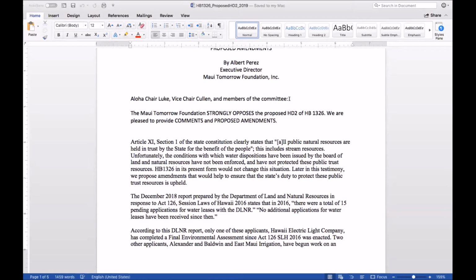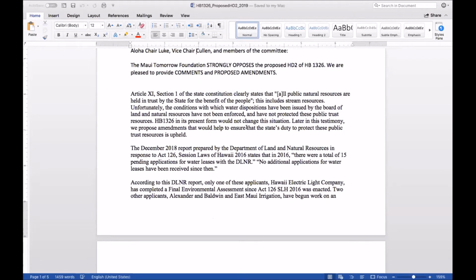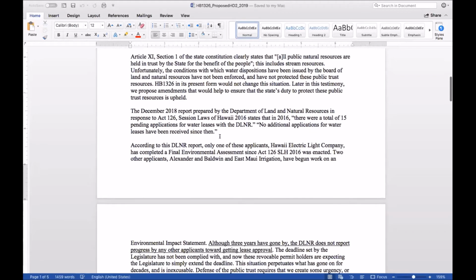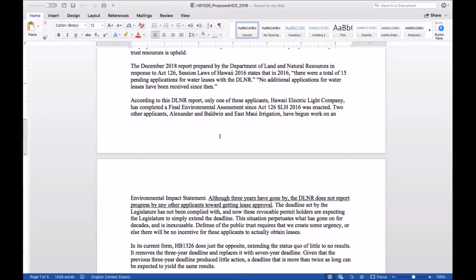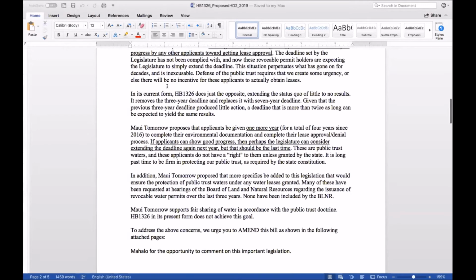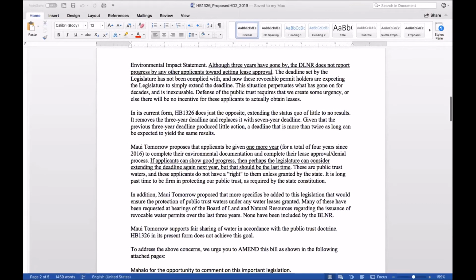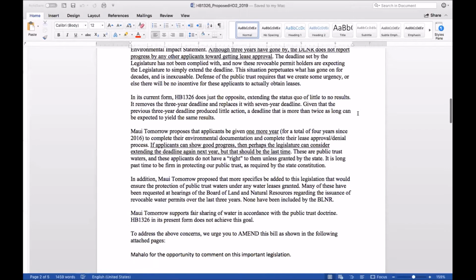So again, we're repeating that we oppose this. We have comments and proposed amendments, and then we tell them why. So citing the state constitution, citing the DLNR report from 2018, talk about some of the details of it, and then talk about defense of the public trust requires that we create some urgency, or else there'll be no incentive for these applicants to actually obtain leases. And then a powerful statement: in its current form, this bill does just the opposite. It's extending the status quo, etc.